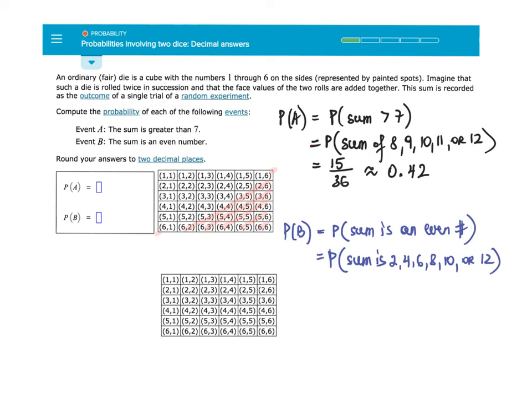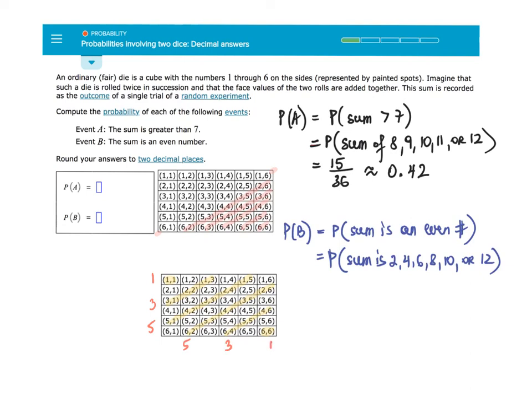Sum of 2, there's only one outcome that meets this requirement, if on both tosses you got 1 and 1. 4, we have 3 events like that. 6, we have 5 events meeting this requirement. 8 as the sum, 5 again, 10 as the sum, 3, and then 12 as the sum is only 1. As you can see, there is certain symmetry to it. 1 outcome, 3 outcomes, 5 outcomes, 5 outcomes, 3 outcomes, 1 outcome.